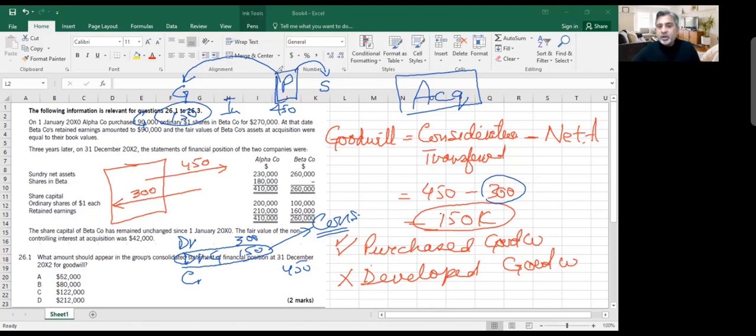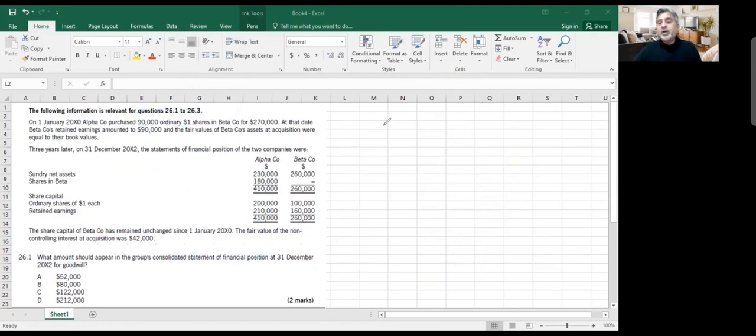Individual company will not show goodwill. It will go into your group financial statements. It is a consolidation item. Goodwill is only shown at consolidation. And the name we give it, we call it goodwill at acquisition. How much is it?